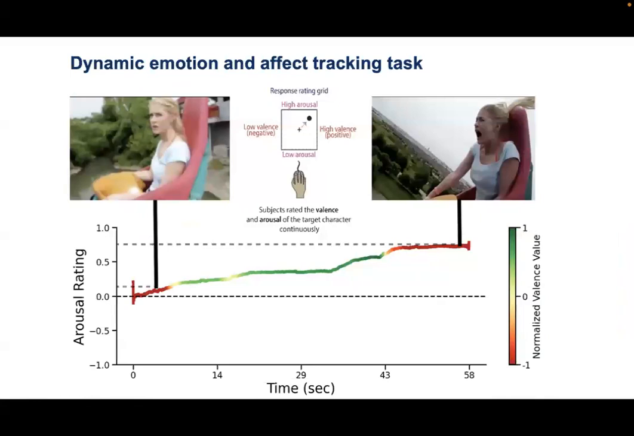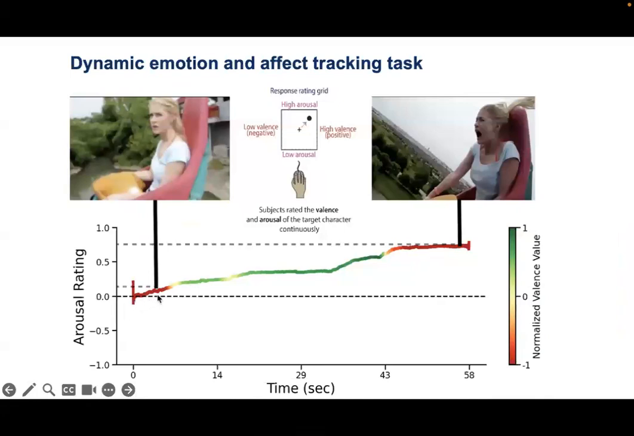This is an example of the same rating, but in 2D space. On the y-axis, we have the arousal rating or the intensity of the emotion. On the x-axis, we have time, and the color of the rating is based on the valence, or how negative and positive the emotion is.